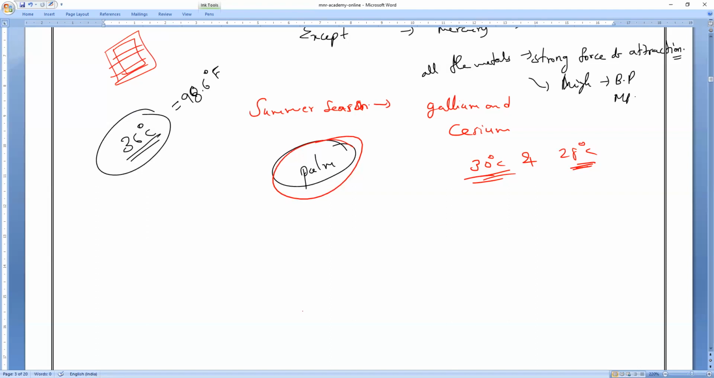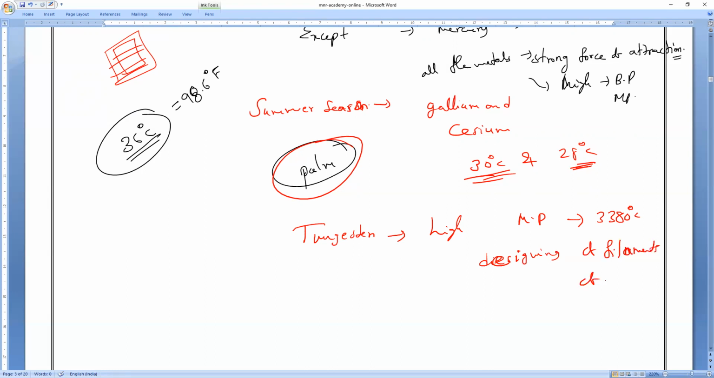So that is what is happening. Now, in the same way, take tungsten. Tungsten has the highest melting point, almost 3380 degrees Celsius. So that is why it is used in designing of what, guys? Physics again. It is used in designing filaments of electric bulbs and other heating devices. Okay, so this is the fifth property.